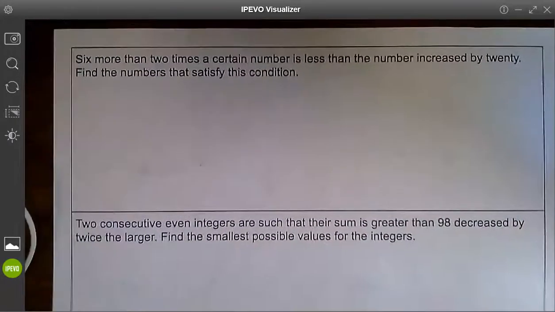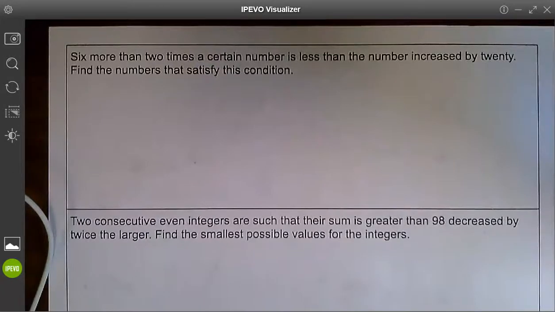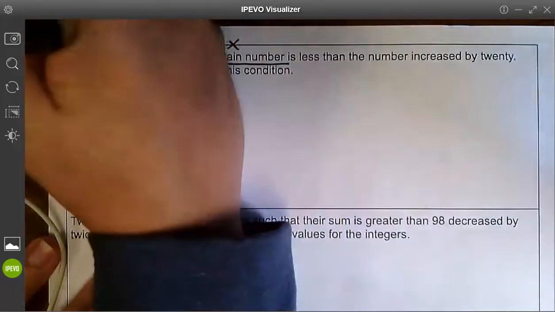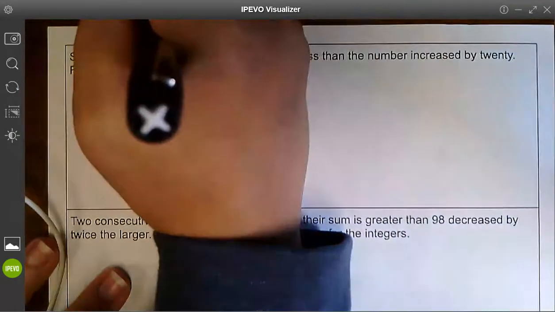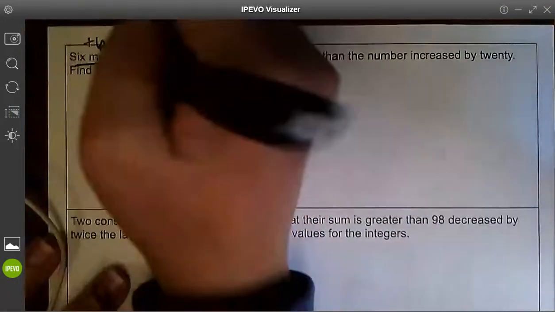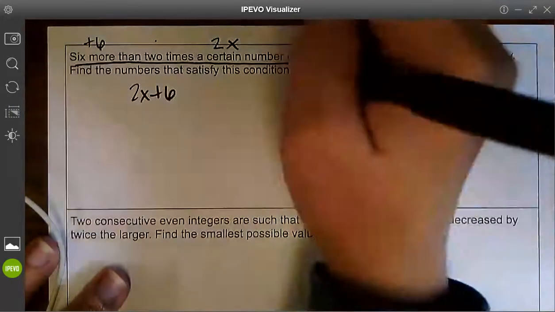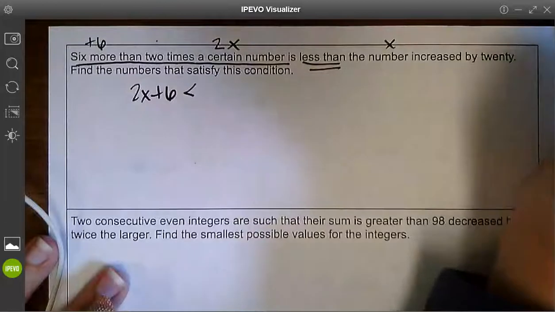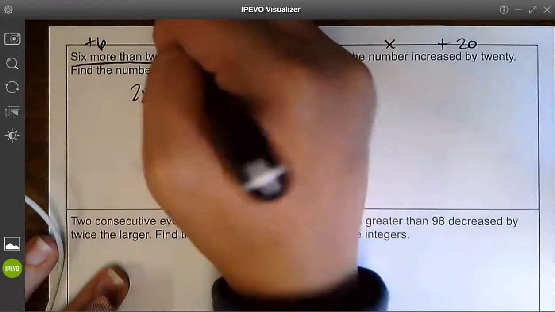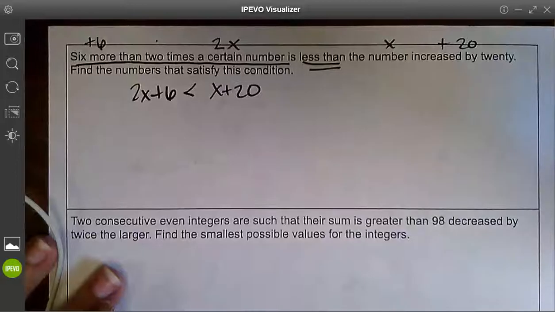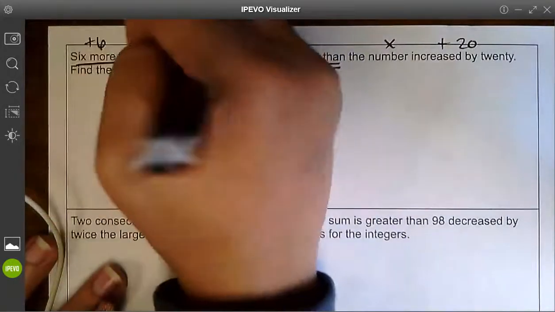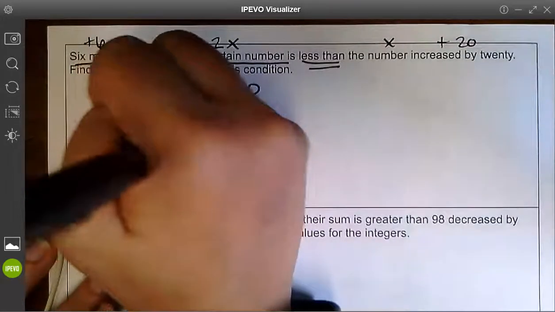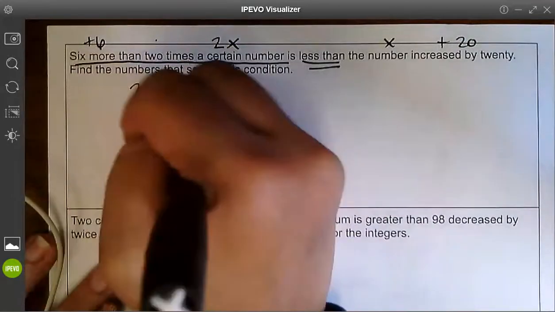Two more. 6 more than 2 times a certain number is less than the number increased by 20. So 6 more than 2 times a certain number. That's my x. 6 more means I'm adding 6, and 2 times a certain number means 2x. So I have 2x plus 6 is less than that same number increased by 20, which means I'm adding 20, so x plus 20. To get my x's together, I'll subtract x from both sides. I have x plus 6 is less than 20. Subtract 6 from both sides, and I have x is less than 14.